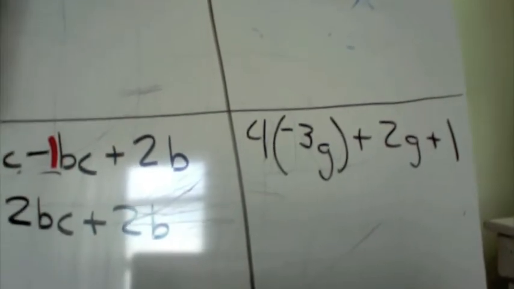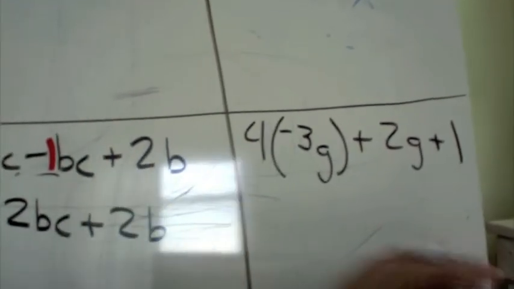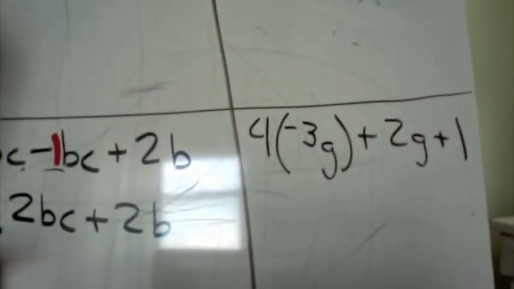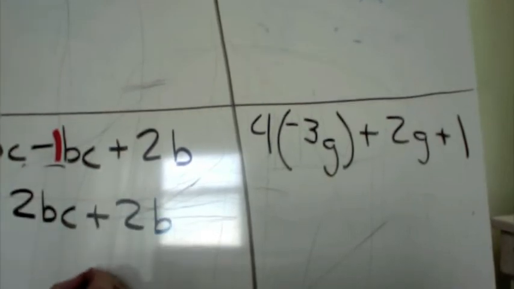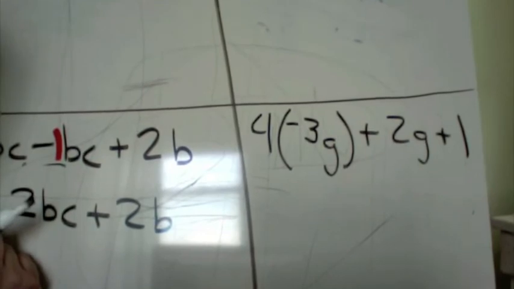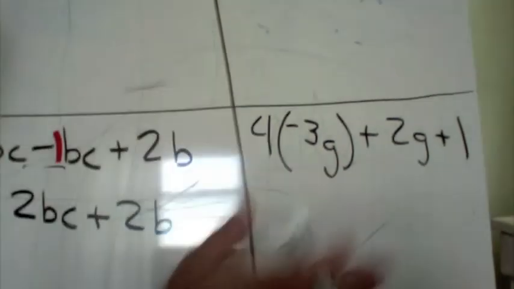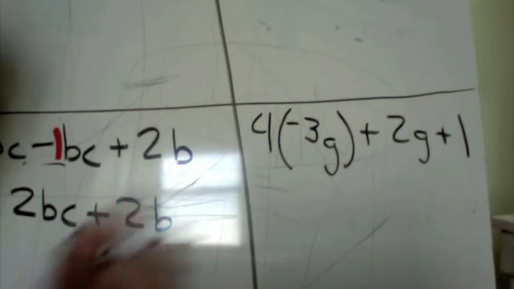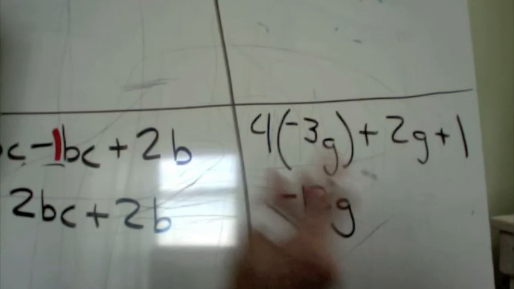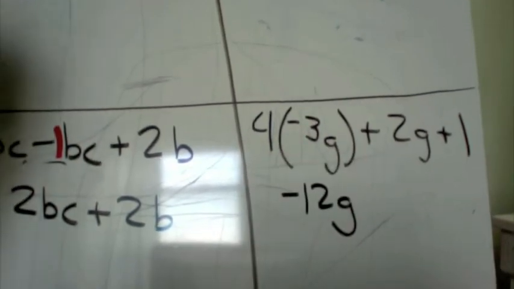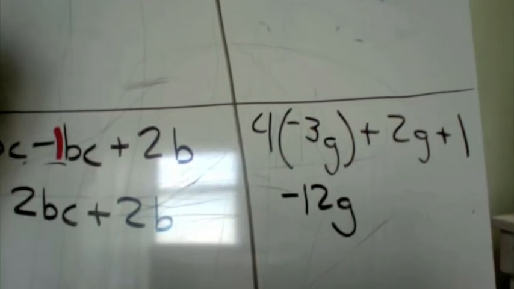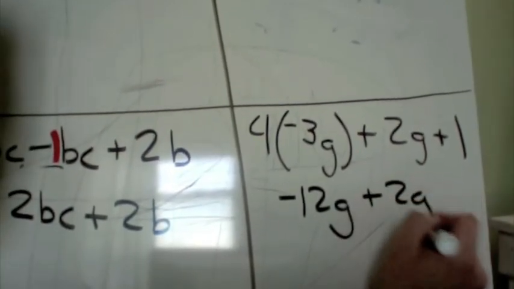Over here, I want to add these. Before I can add these like terms together, though, I've got to do all of my multiplication. Since I'm essentially evaluating here, I need to follow the order of operations and do what's inside the parentheses first. I really don't have any. These parentheses are just holding the negative value. After parentheses come exponents. There aren't any. Now multiply and divide. Well, 4 times negative 3 is negative 12g. I simply take the numbers and multiply them together. This is saying I've got 4 of whatever's inside. Plus 2g plus 1.